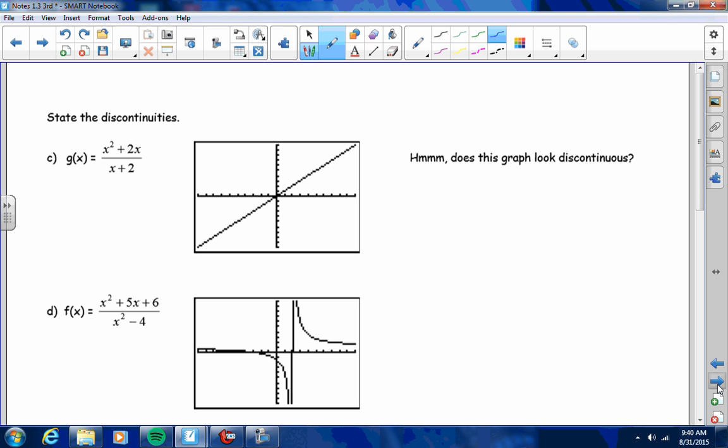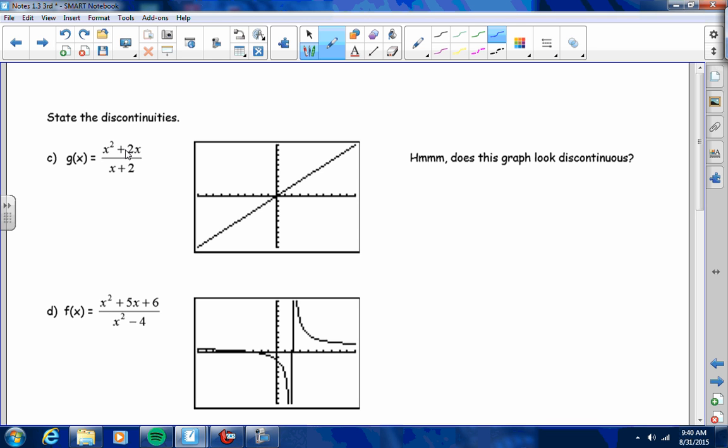Part C. G of x equals x squared plus 2x divided by x plus 2. When that is graphed, this is the graph. Does it look like that matches? Yeah. It does. So let's look at it. Is there something I can do with this function first? I could simplify.